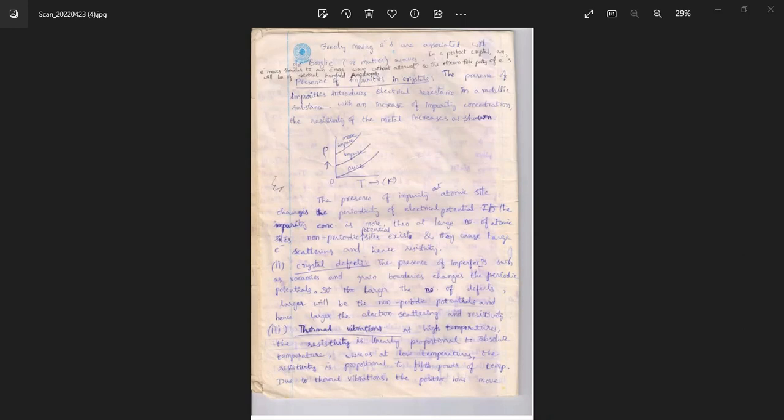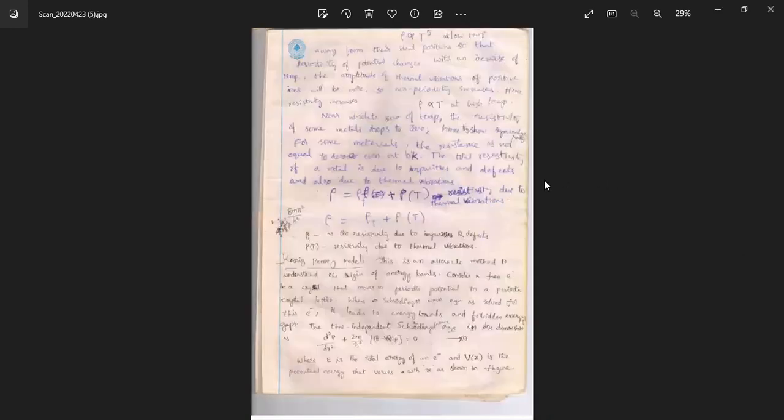At low temperatures, resistivity is proportional to the fifth power of the temperature. That means rho is proportional to T power 5. Due to thermal vibrations, the positive ions move away from their ideal positions.